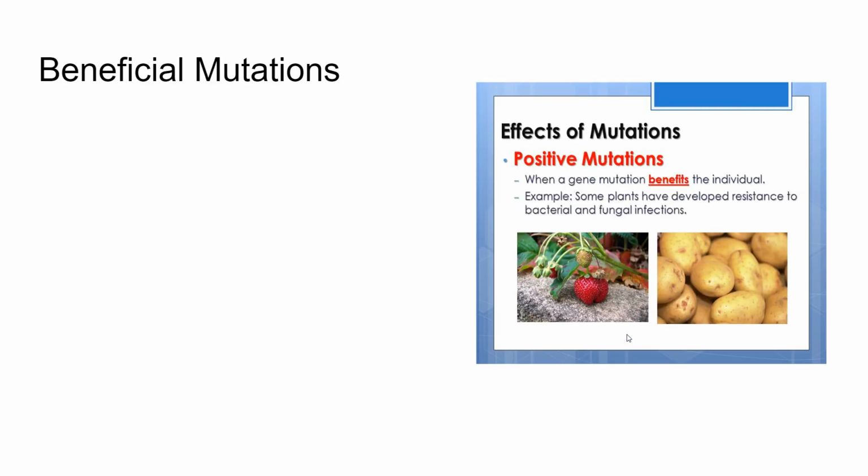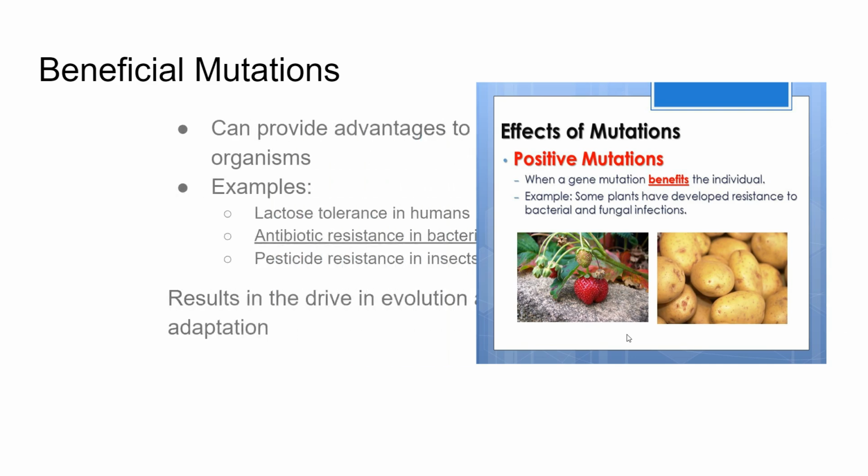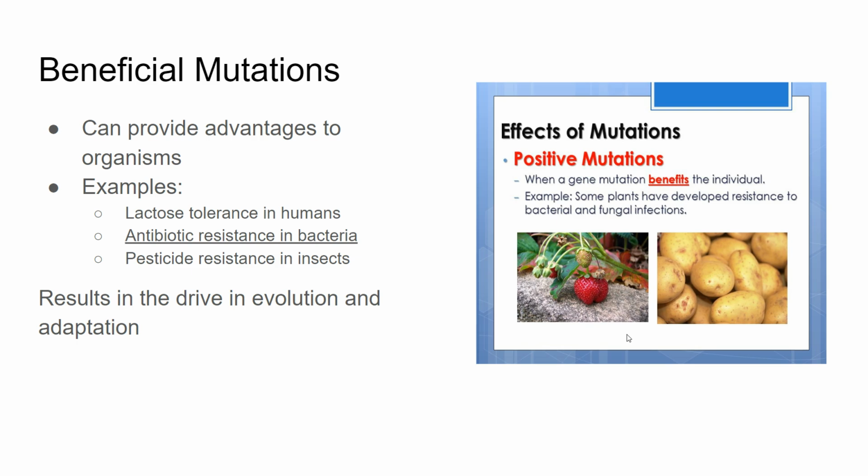All right, so let's get into beneficial mutation. One beneficial mutation, it's a positive one because it helps the plants grow. There's a mutation in plants that have developed over time where they are naturally resistant to bacterial and fungal infections. Some other beneficial mutations would be lactose tolerance in humans, not intolerance, lactose tolerance. So they're able to take in dairy without having the effects of a person who is lactose intolerant.